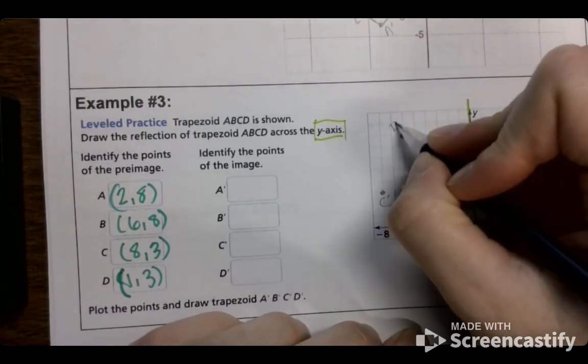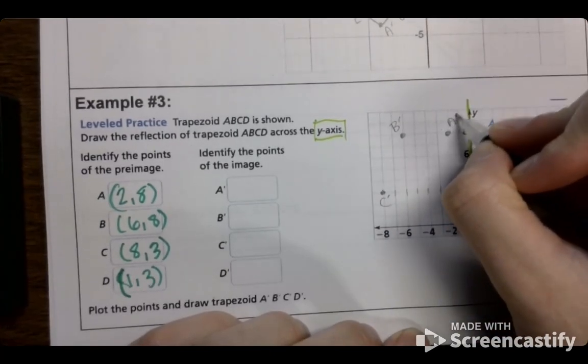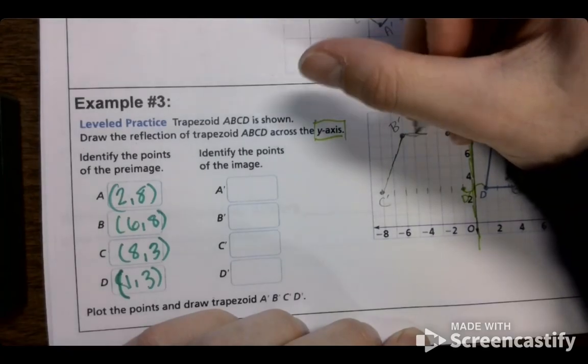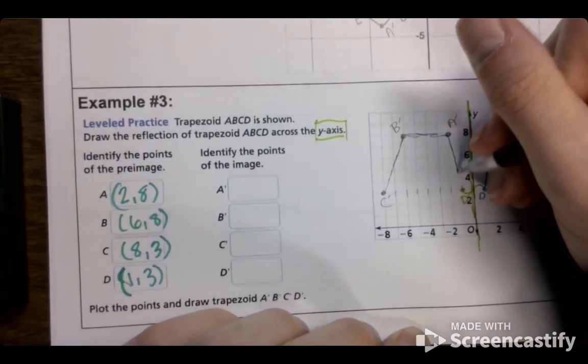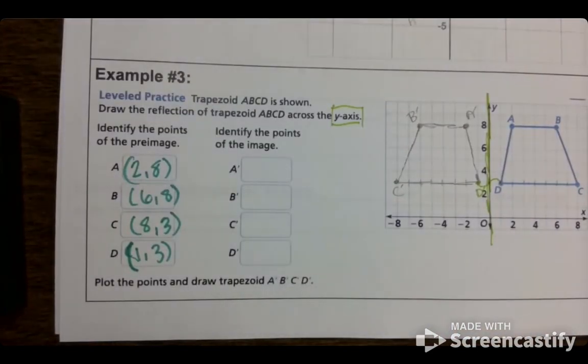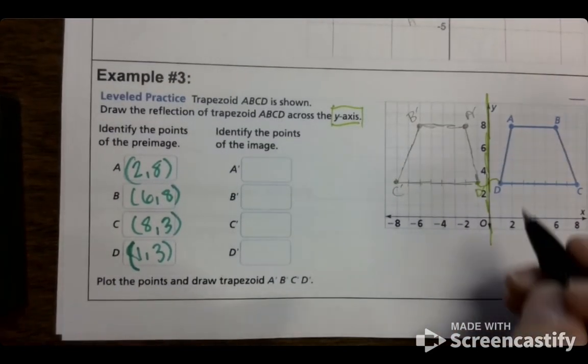So this would be B, and this would be A. And then we're going to connect the dots. And now we are going to write the coordinates for this one.